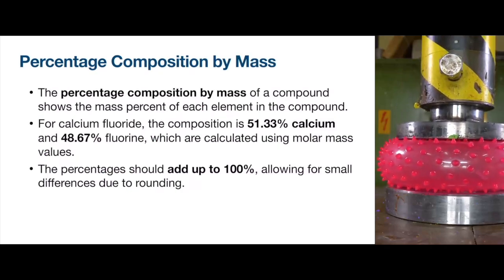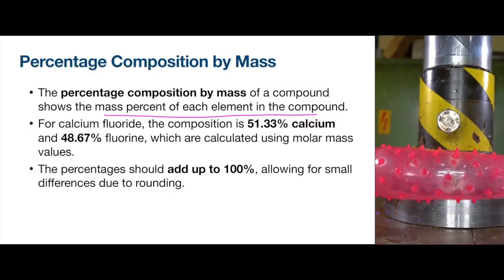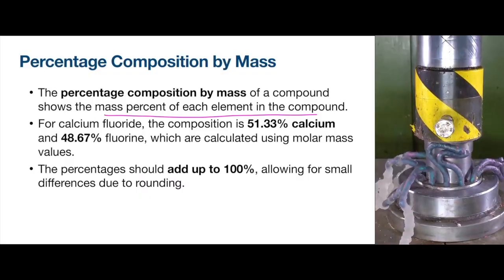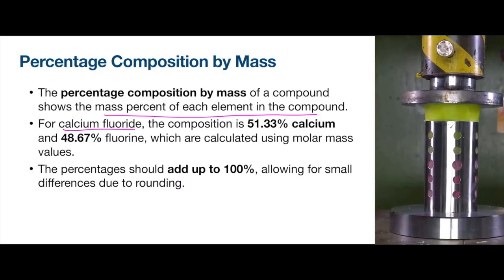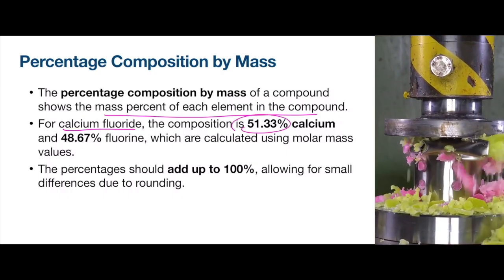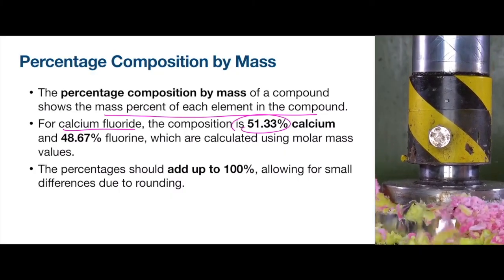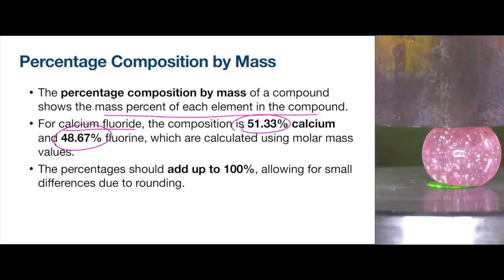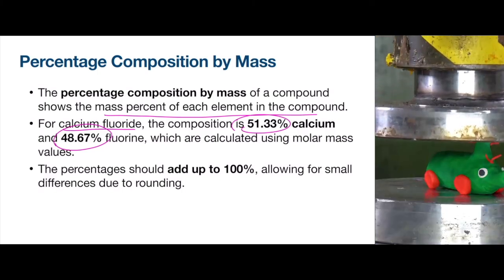The percentage composition by mass of a compound shows the mass percent of each element in the compound. In other words, it's like asking how much of each element makes up the compound by mass. So for calcium fluoride, our calculations show that 51.33% of the mass comes from the calcium, while the remaining 48.67% comes from fluorine. These values are based on the same molar mass calculations that we have used earlier.